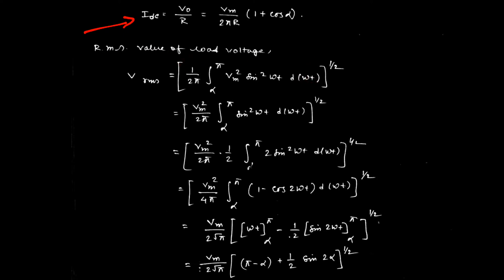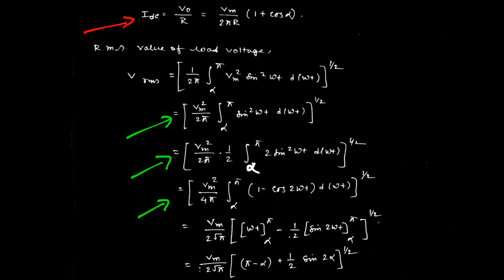So after simplification, we will have Vm square by 2 pi integration of alpha to pi sin square omega t d omega t. Then we can modify the expression: Vm by 2 pi into 1 by 2 integration of alpha to pi 2 sin square omega t d omega t, under root. That means we can say Vm square by 4 pi integration of alpha to pi 1 minus cos 2 omega t. As we know, 1 minus cos 2 omega t equals 2 sin square omega t. Just we have changed the formula, d omega t.